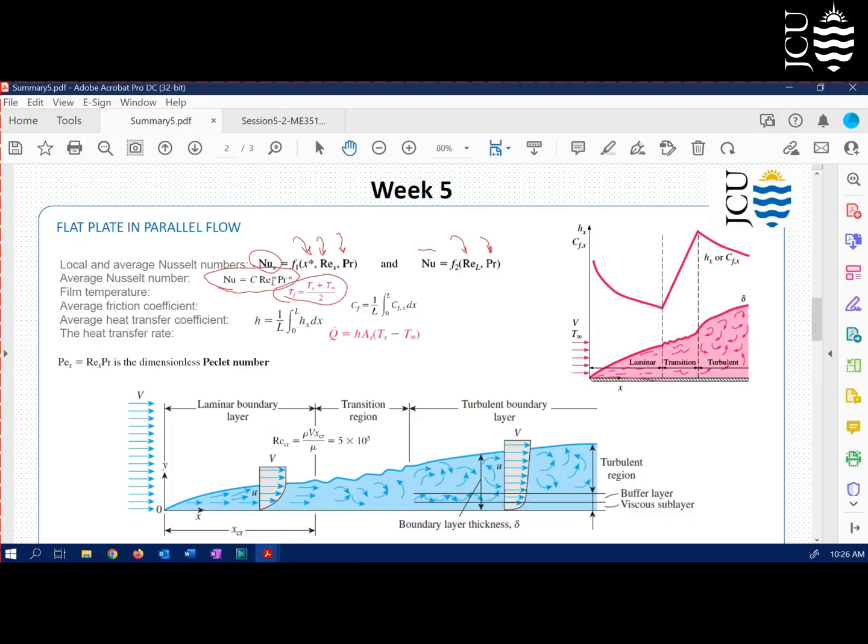Over a flat surface, which we can see here, if we plot the convective heat transfer coefficient or local Nusselt number or friction coefficient, you're going to see at the beginning it's very high because the boundary layer thickness is very small, and then gradually it's going to decrease. And this is for laminar condition. At the transition part, we are going to have a jump, and again from a very high number, it's going to gradually decrease to a lower number.